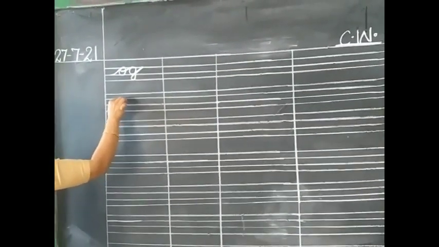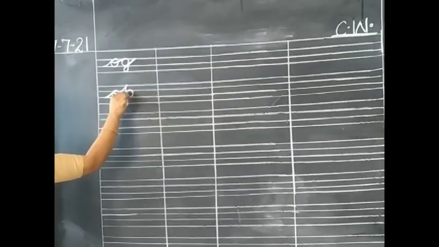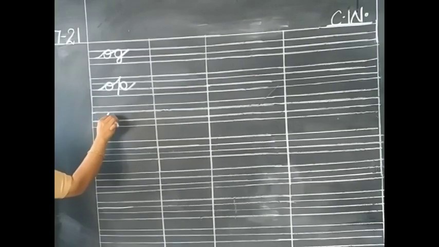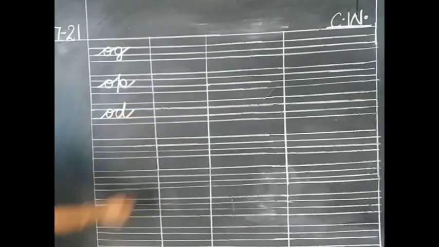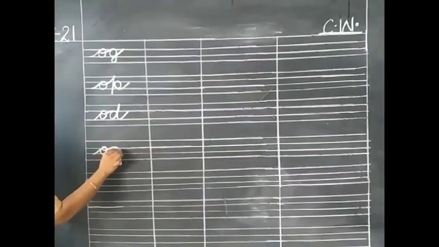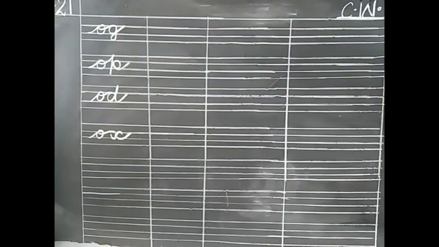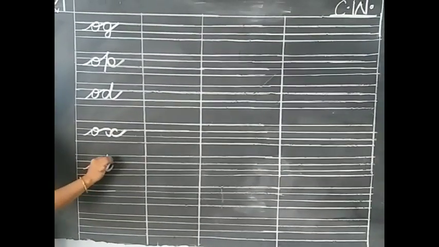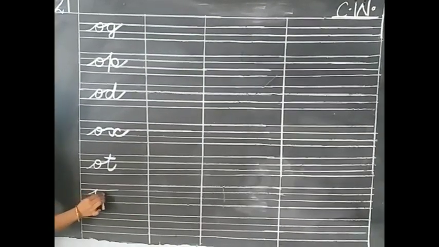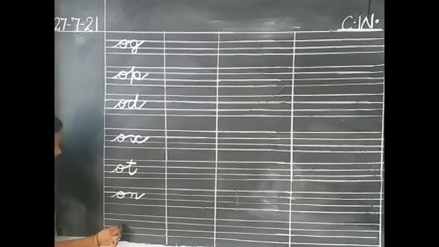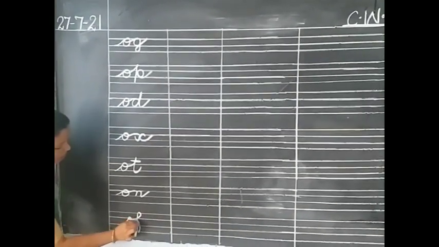Then we will go to the next word, O, P, op. The next word is O, D, odd. Then O, X, ox. Then O, T, ot. O, N, on. And the last word is O, F, off.